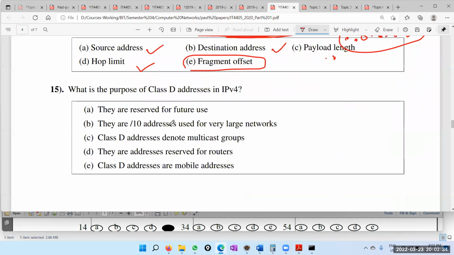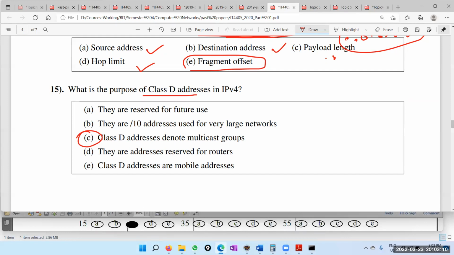15. What is the purpose of class D addresses? Now remember, class A, B, and C are used for subnetting, class D is used for multicasting, and class E is reserved for experimental purposes. So therefore, class D is used for multicasting groups. So the answer is C. 15, C.